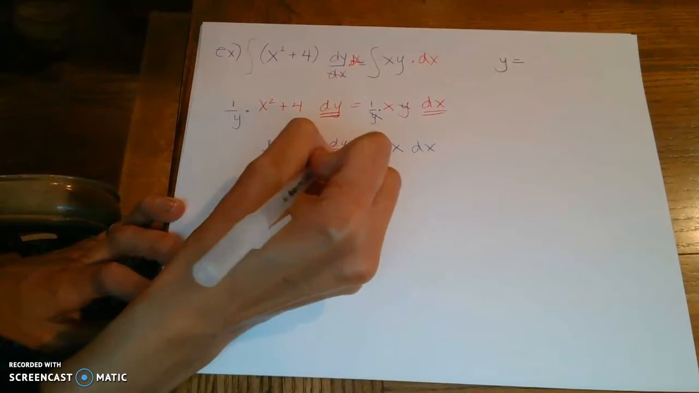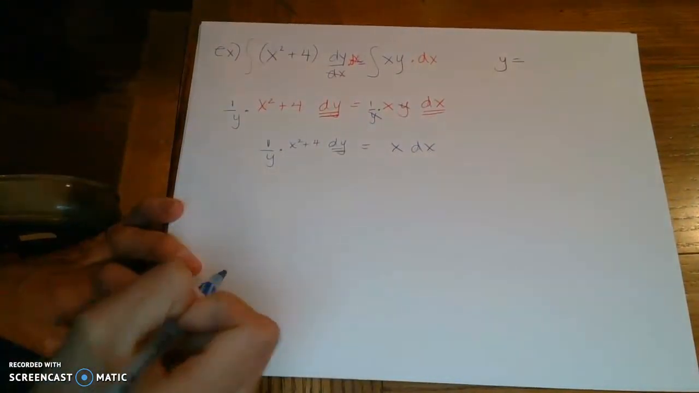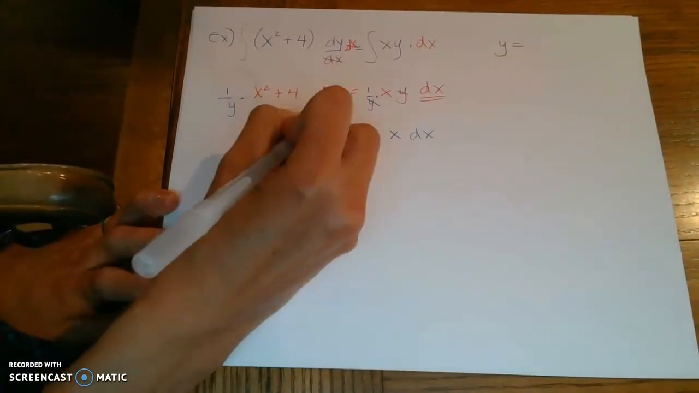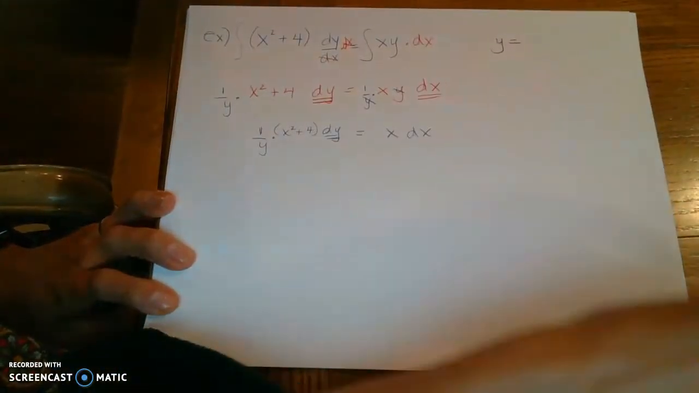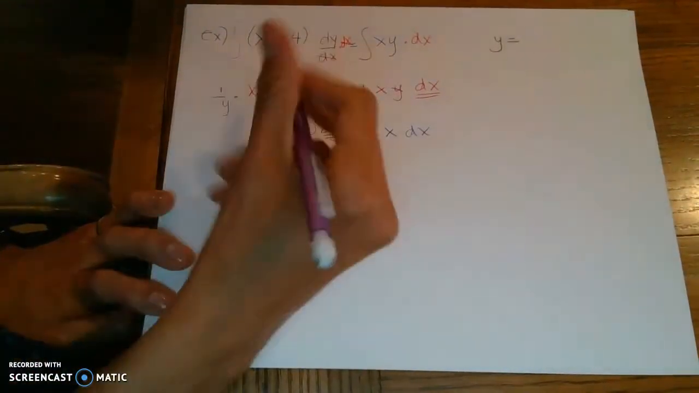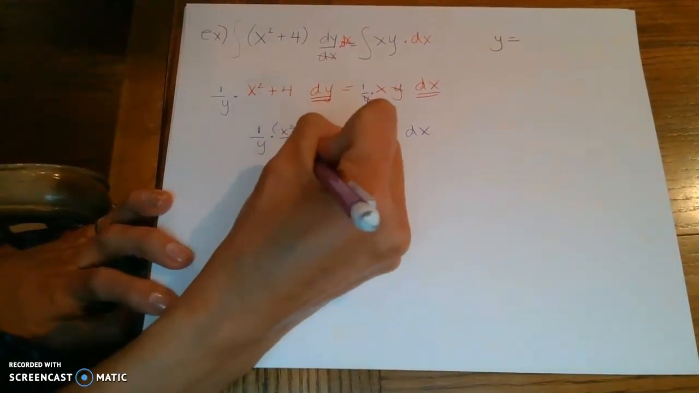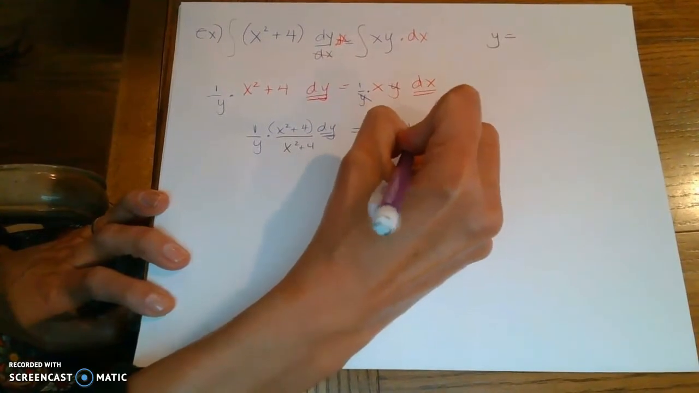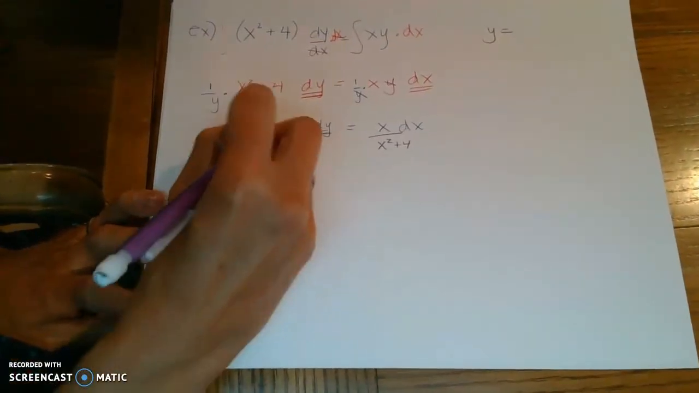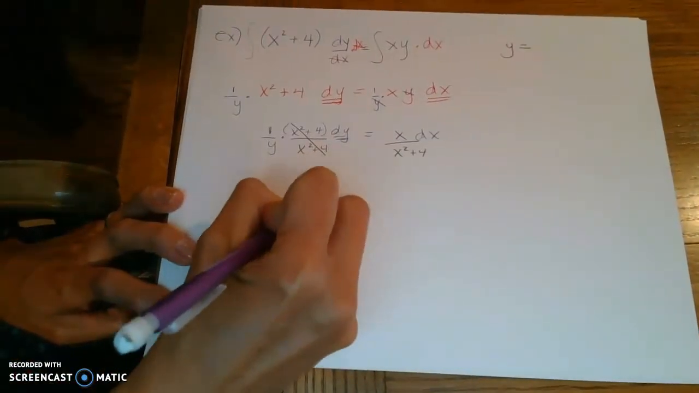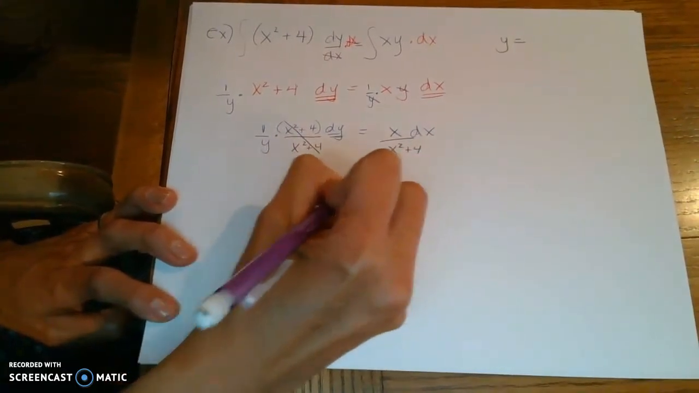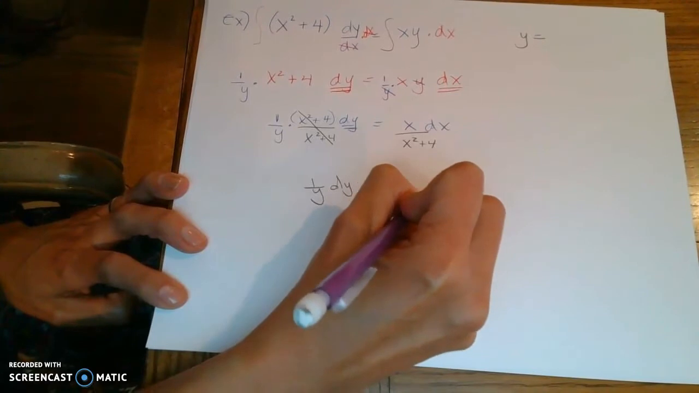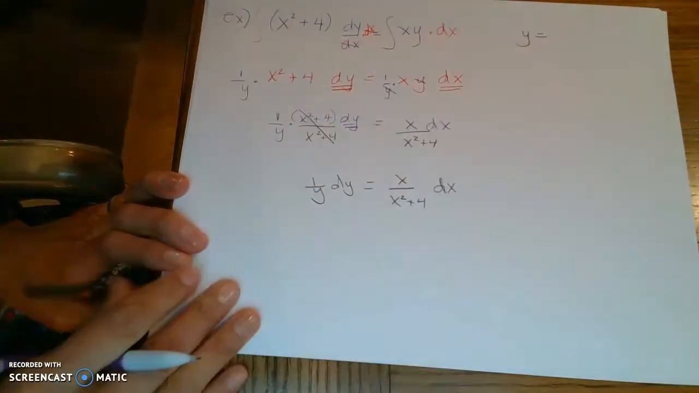But the dy tells me only y can be on that side. So if only y needs to be on that side, I need to get rid of this binomial. And I can do that by dividing that over. So I divide that by x squared plus 4, and I divide this side by x squared plus 4. And now I have this gone, and I have 1 over y dy is equal to x over x squared plus 4 dx. And now I'm happy.